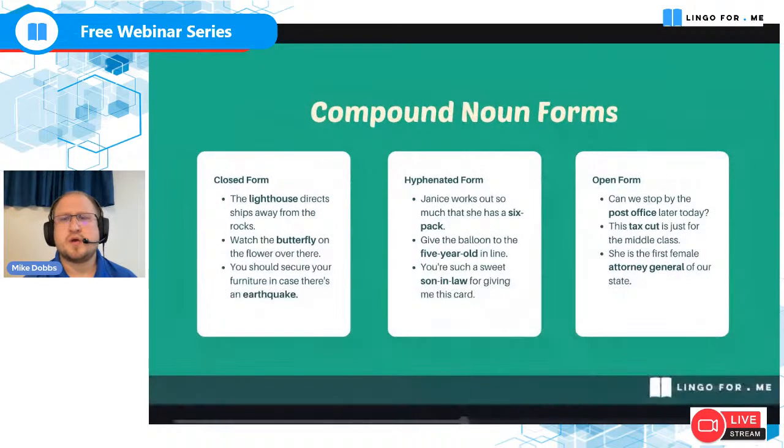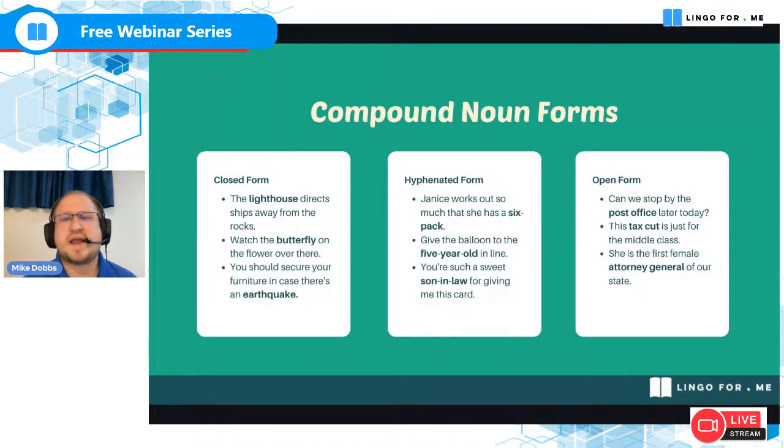So now that we talked about the three different types of compound words, we had closed form, open form, and hyphenated. We're going to get a little bit more into those and we'll talk specifically with those with nouns. So closed form, again, together, you have just two words together, no space or hyphen. We'll give you some examples and then later we'll talk more about these.